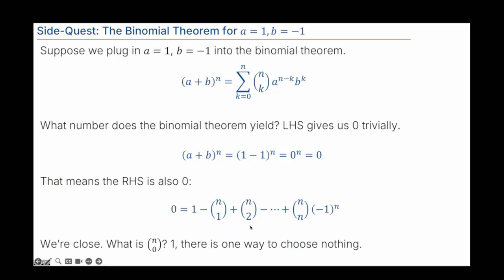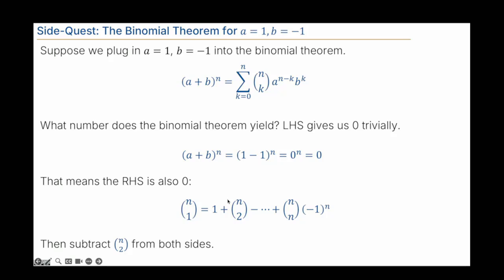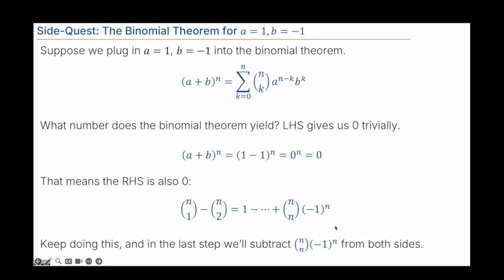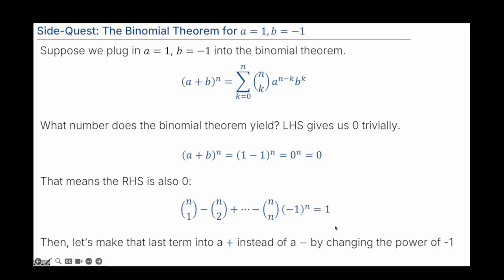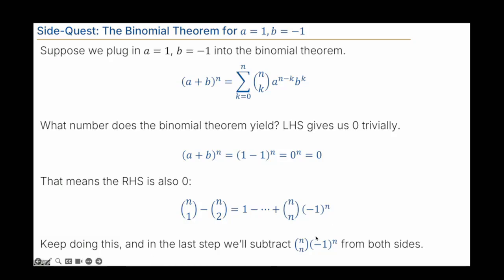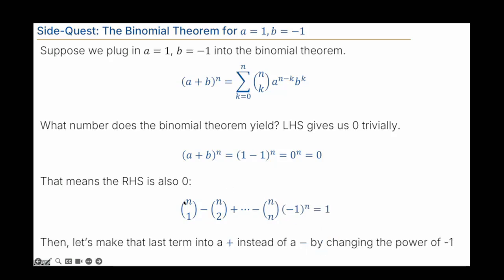And then I want to set all of this stuff equal to 1. So I'm going to do that by adding n choose 1 to both sides. Okay, there we go. Now I'm going to subtract n choose 2 from both sides. And I'm just going to keep repeating that process. And when I do that, the last step is I'm subtracting n choose n times -1 to the n, right here. I'm going to subtract this from both sides, and we end up with this right here. I just subtracted it from both sides.